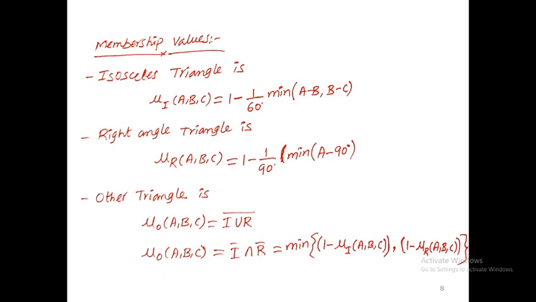If you want to get the right angle triangle, mu R of A, B, C is equal to 1 minus 1 by 90 of the minimum of A minus 90.